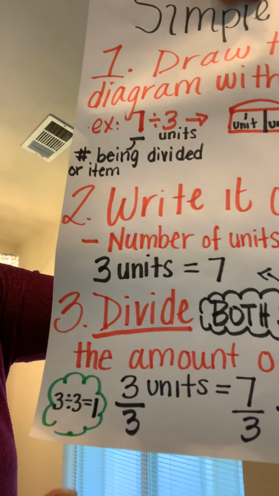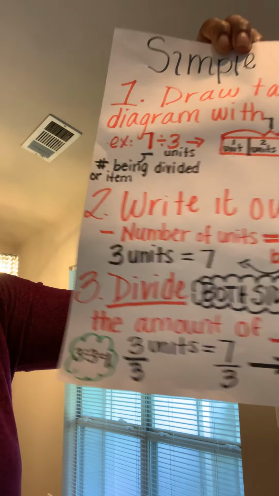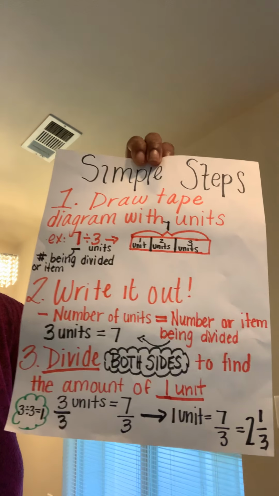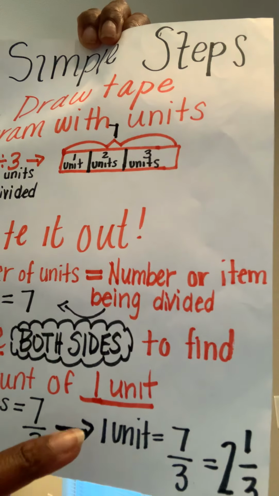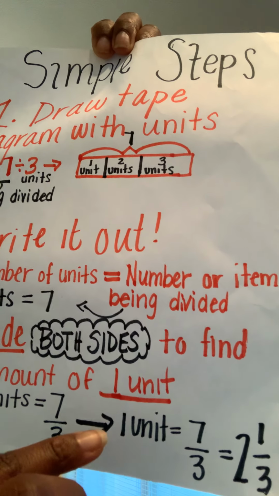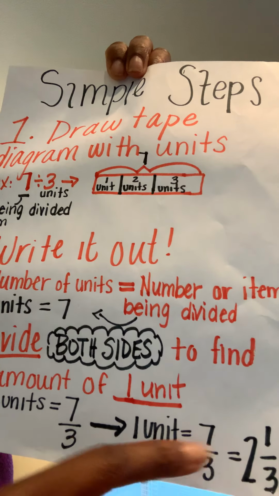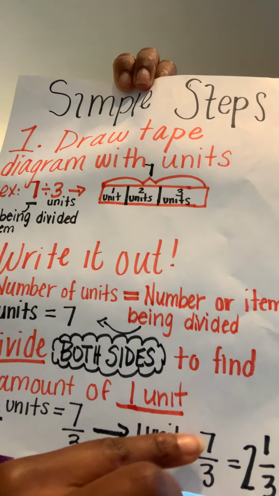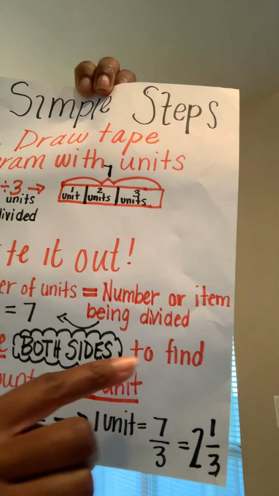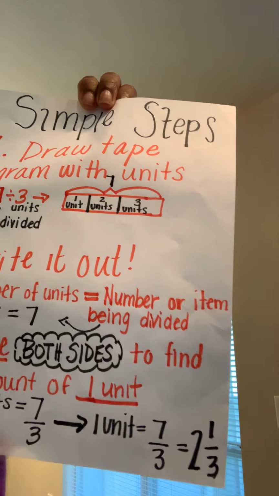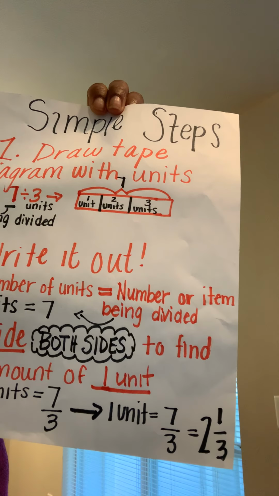We all know that 3 divided by 3 equals 1. Okay? And that's exactly what we were trying to get to. So after we've divided both sides, we now know that 1 unit is equal to 7 divided by 3, or 7/3 as a fraction. Now, this is an improper fraction, and we've got to change that into a mixed number.